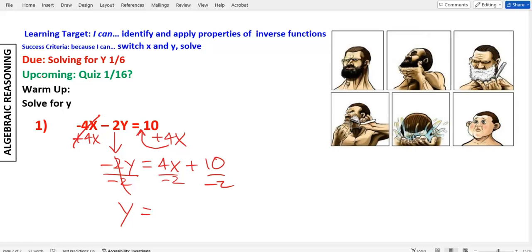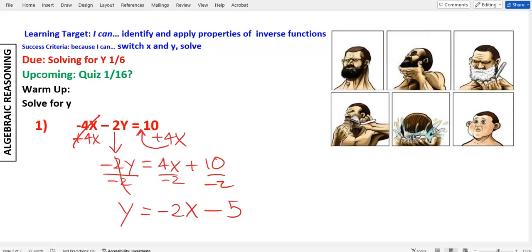Now you can use Desmos. 4 divided by negative 2 is negative 2. X goes there. 10 divided by negative 2 is negative 5. I'm telling you, you got to be able to solve for y.